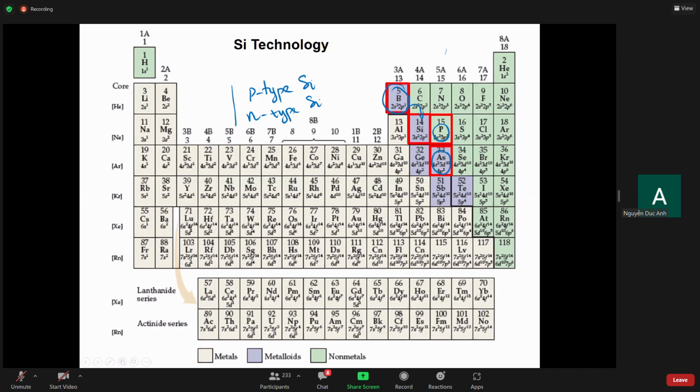I said that when you have boron in the silicon crystal, you have p-type, right? And in the case you have phosphorus or arsenic, you have n-type silicon, okay? And p-type and n-type are the two components of the silicon solar cell.